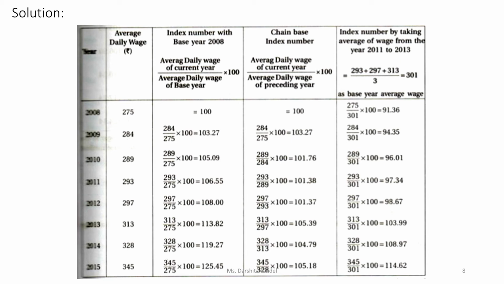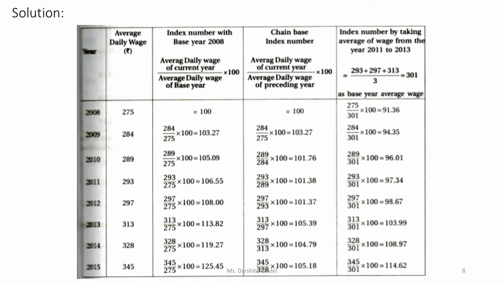103.27. In year 2010, average daily wage of current year, means this year 2010, is 289, and average daily wage of preceding year, means preceding year 2009, is 284. So 289 divided by 284 into 100 is equal to 101.76. Similarly, in years 2011, 12, 13, 14 and 15, we can calculate the index number by chain base as shown.